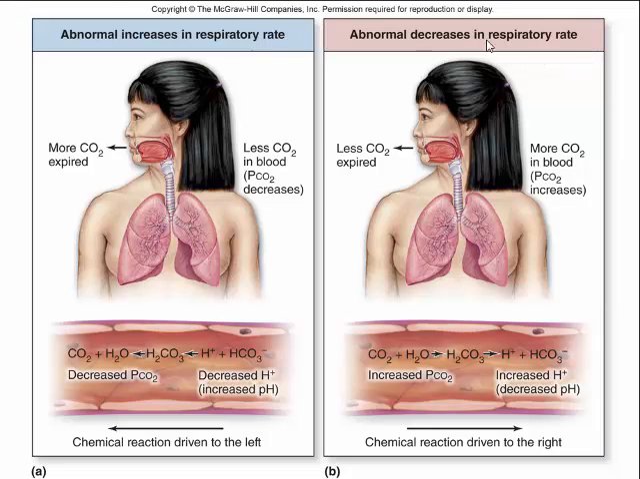If you decrease the respiratory rate, that's hypoventilation. Less CO2 expired means more CO2 in the blood. More CO2 in the blood drives the increase in carbonic acid production, which will decrease the pH. So hypoventilation causes acidosis. Hyperventilation causes alkalosis.